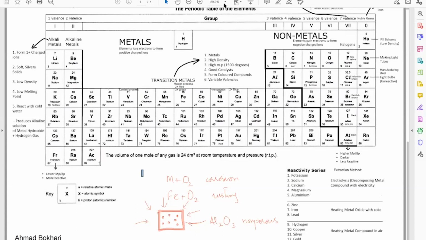All right, so transition metals have one more property that is different from other metals, and that is that transition metals basically form colored compounds, and the reason for that is that they have variable valencies. Why do they have variable valencies? We study that in AS. It's just the second chapter, but again, we'll leave that out for AS next year.